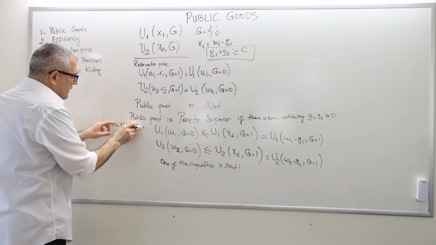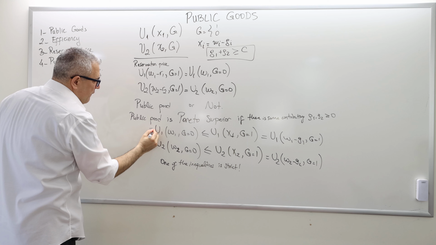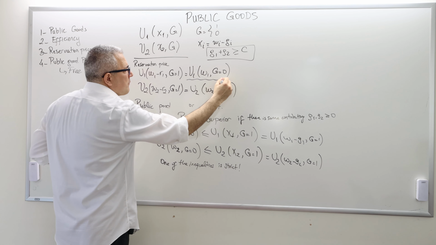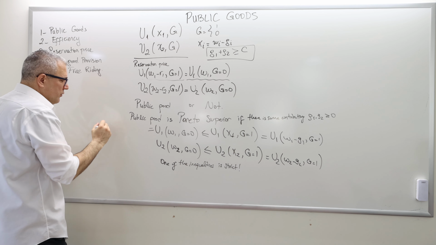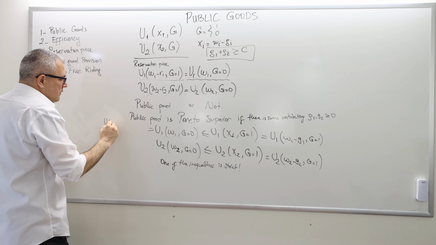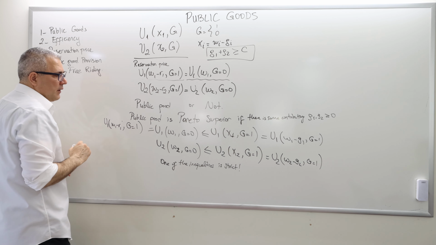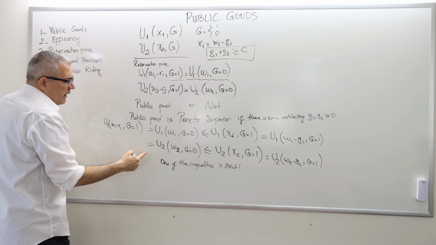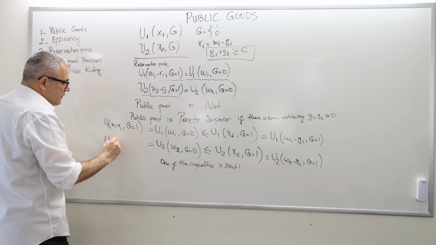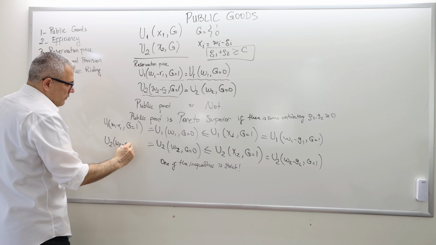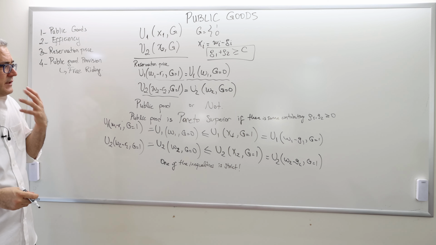In order to manipulate the left-hand side, I'm going to use the definition of the reservation price. Remember, the utility at W1, G equals 0 is exactly equal to the utility for agent 1 at W1 minus R1, G equals 1. Now I do the same thing for agent 2: the utility of agent 2 at W2 minus R2, G equals 1. You may wonder why I do something like this.